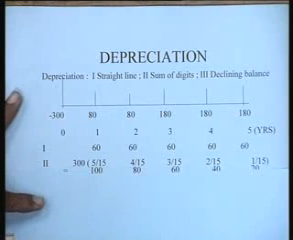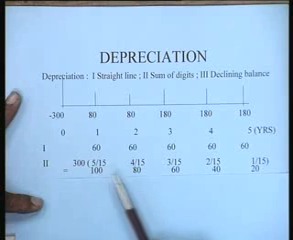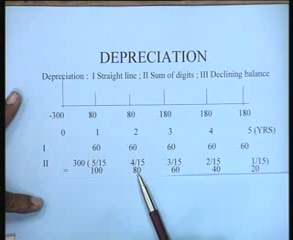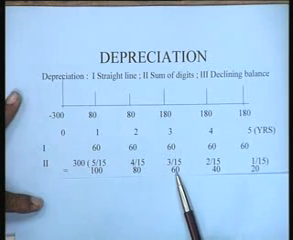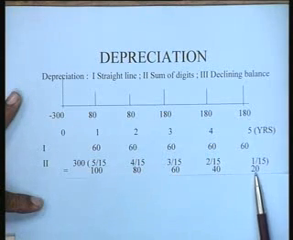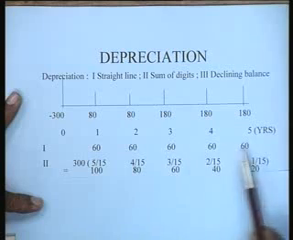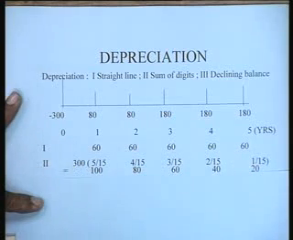But this value works out to 100 would be the depreciation in the first year, 80 would be the depreciation in the second year, 60 in the third year, 40 in the fourth year, and 20 in the fifth year. So the amounts of depreciation would vary depending upon the method.